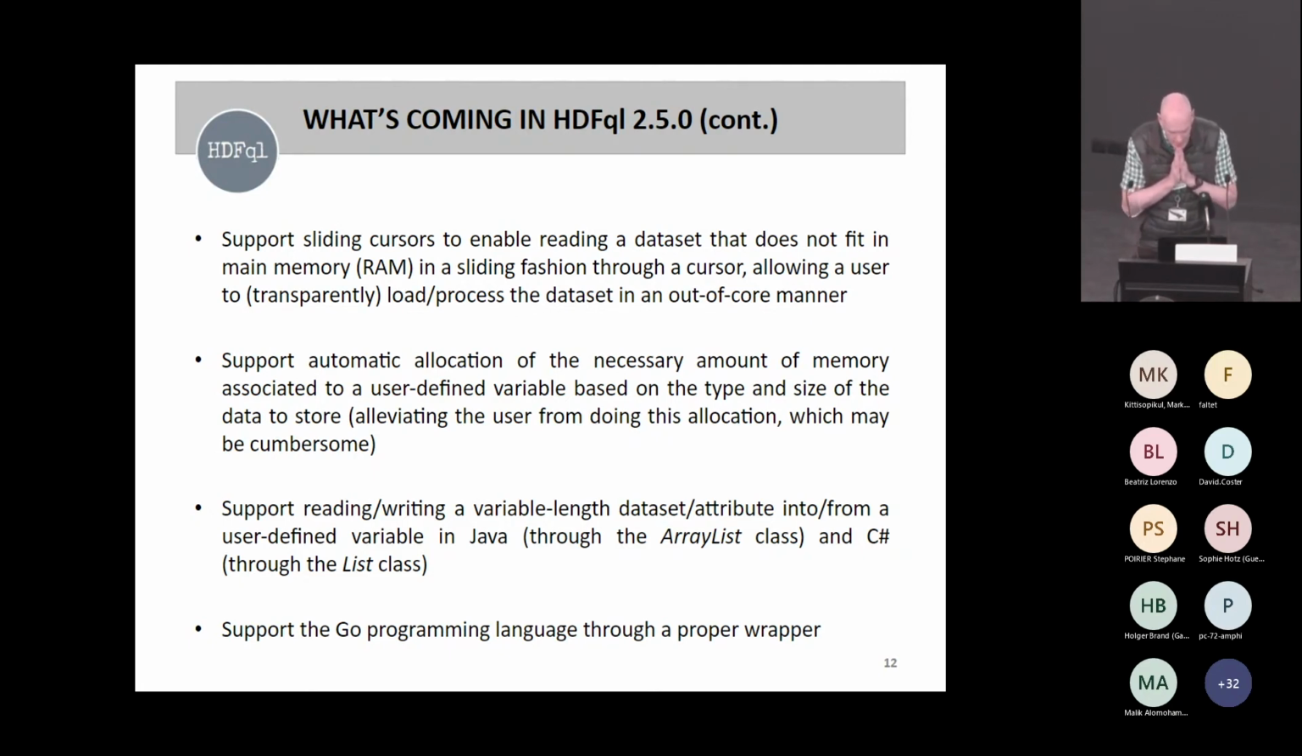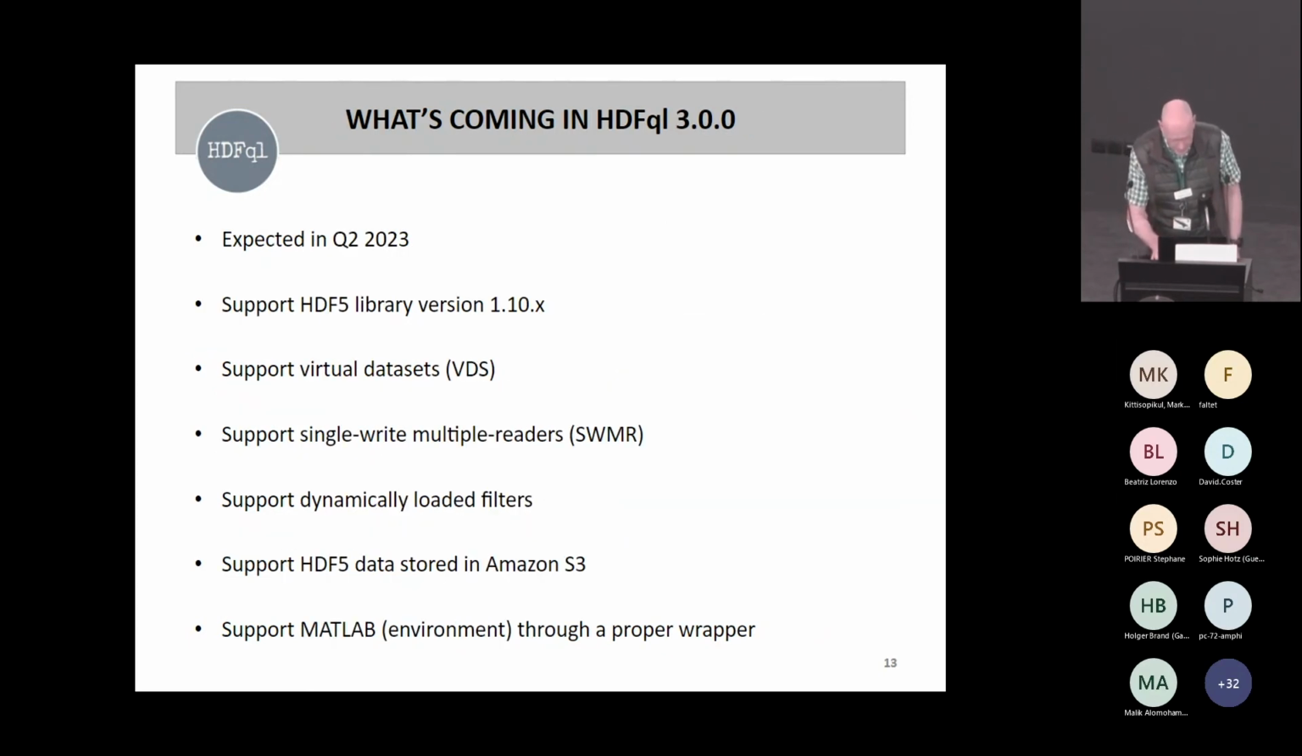And then this is a Java-specific thing, supporting variable length data. He supports variable length data already in many other host languages, but Java and C# were sort of laggards in that regard, but he'll catch up on that. And then it looks like Go is next on the list as one of the host languages that he would like to support. And then we are looking at 3.0.